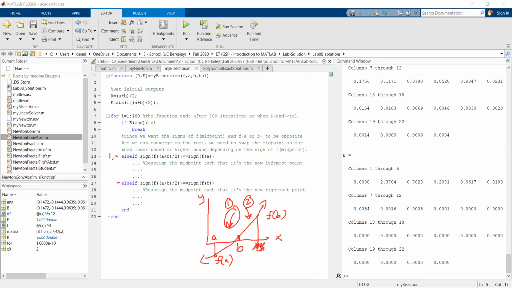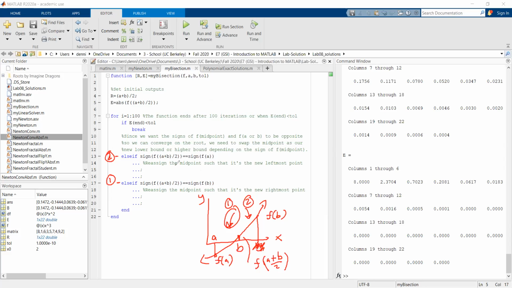Wait, midpoint, so that it's the left new. Oh, sorry. This is 2 and this is 1. So this is like if it's in the right region. So if the sign of our midpoint, so that's, I'll write f of (a plus b) over 2. Whenever you see 2 things added over 2, that's the average or the midpoint.